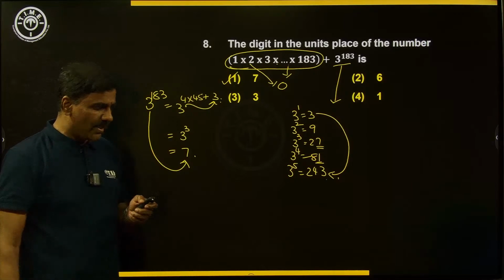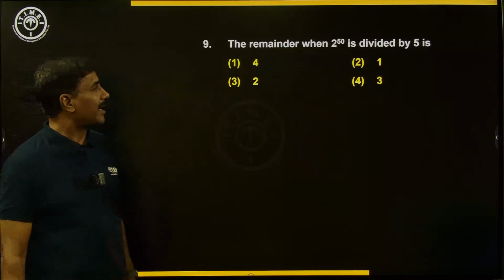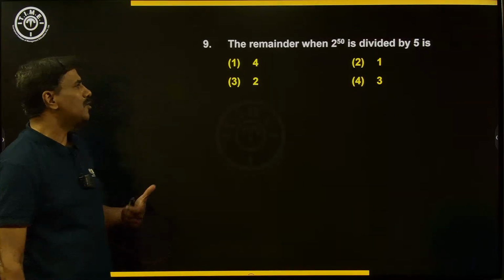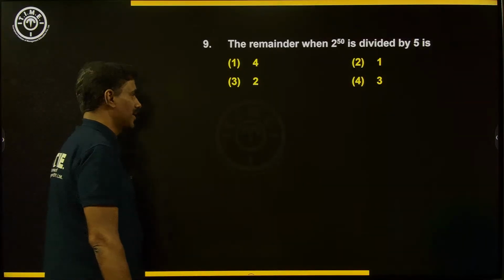So let's move on to the next one. The remainder when 2 power 50 is divided by 5 is? This is also on similar lines to the previous question, right?